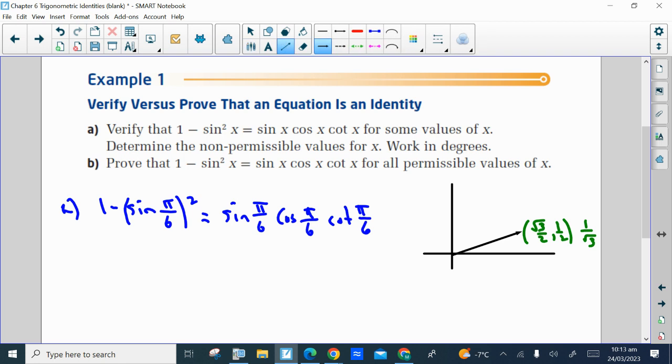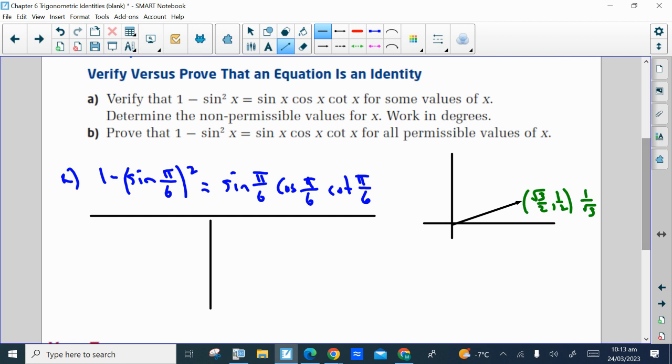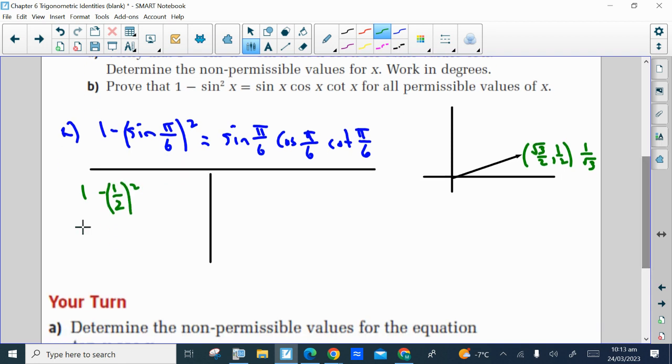So we're going to show that we get the same expression on both sides. The sine of pi on 6, remember sine is the y value, that would be 1/2. So it would be 1 minus 1/2, all squared. When you square a half, you're going to get a quarter. And 1 take away 1/4 would be 3/4. That's what we get on the left. We need to get the same thing on the right side.